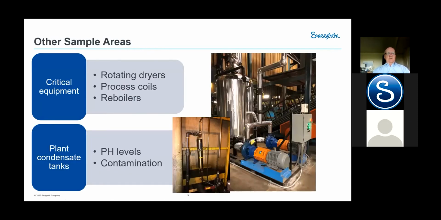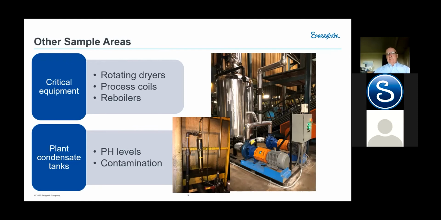Now, other sample areas that we look at out there, we can have rotating dryers, process coils, and reboilers. And out there, alongside this equipment, again, we can have sample chambers sitting out there and allowing us to take samples out there in the system and, properly preparing the sample, bringing it back to a central location.